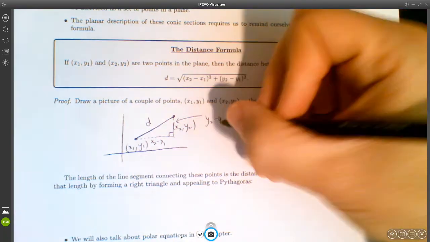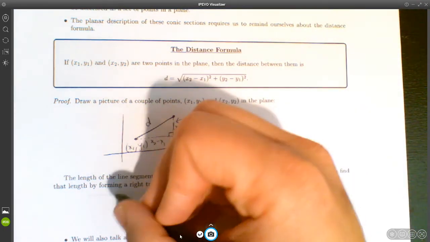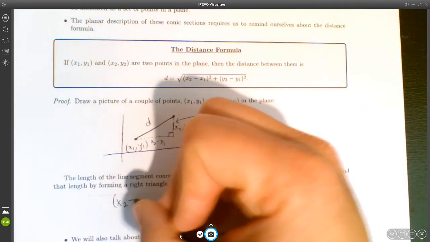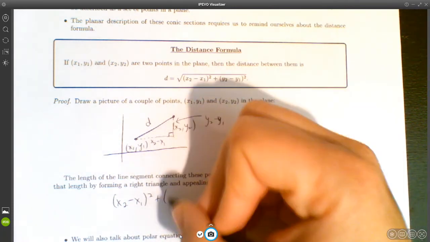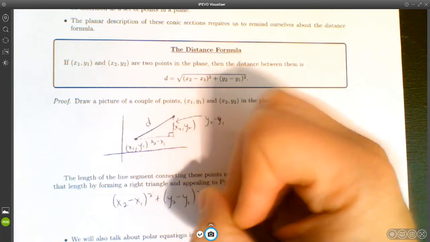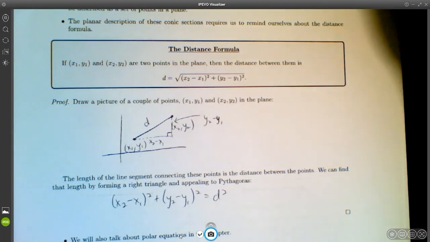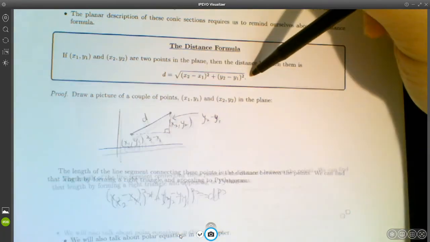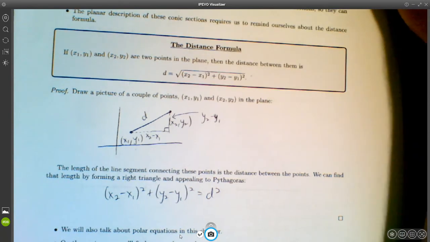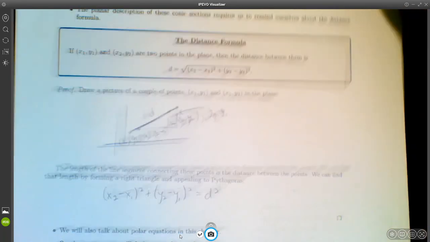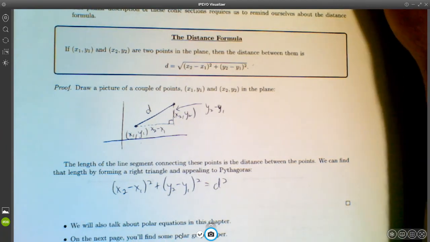Okay, so now if you use the Pythagorean Theorem, leg squared plus leg squared, you know that (x2 minus x1) squared plus (y2 minus y1) squared equals d squared. Now take the square root of both sides and you end up here, d equals the square root of this stuff. So there's the distance formula for you. If you know the Pythagorean Theorem, then you don't need to memorize the distance formula. You can just derive it on the spot.